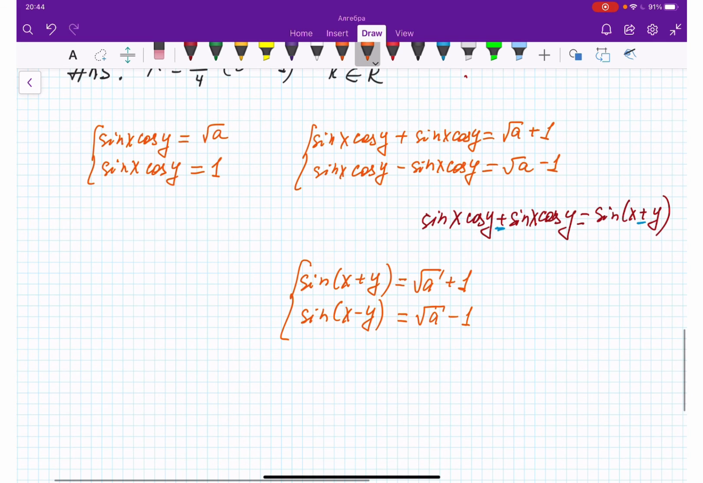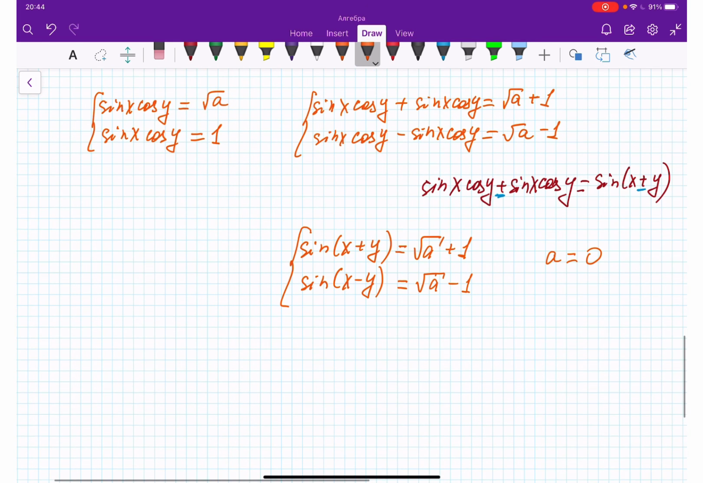Right? Okay, since we are dealing with sine x, cosine x, it is legit to assume a is equal 0, right? Because we don't need any shifting. Therefore, this way I'm going to get sine x plus y is equal 1, and sine x minus y is equal negative 1.